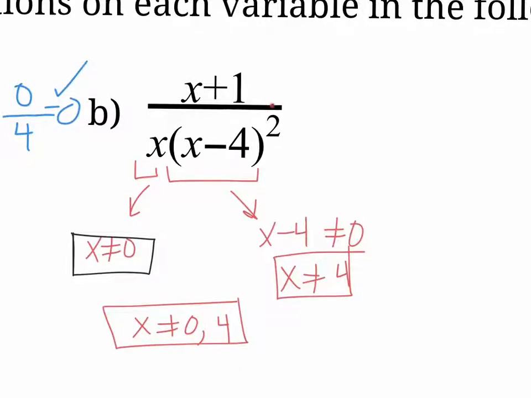Just a side note, the squared does not change the restrictions, because if we were to expand this all, this is just x minus 4, and then x minus 4 again. So we still have the restriction of 0, 4, and then just 4 again for a repeat. So that squared doesn't actually change our restrictions.